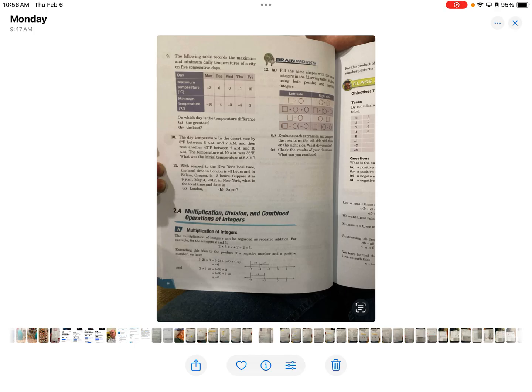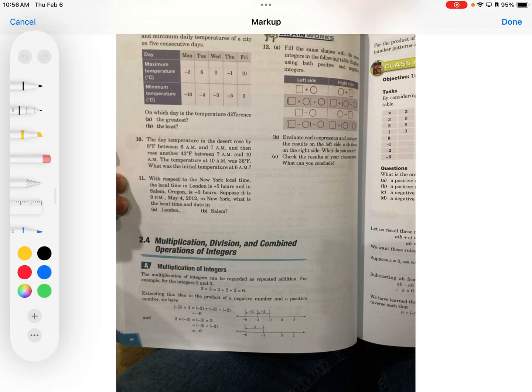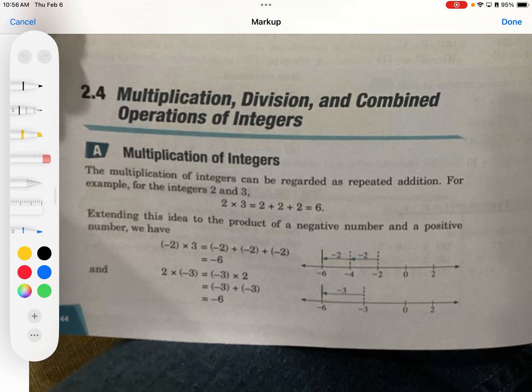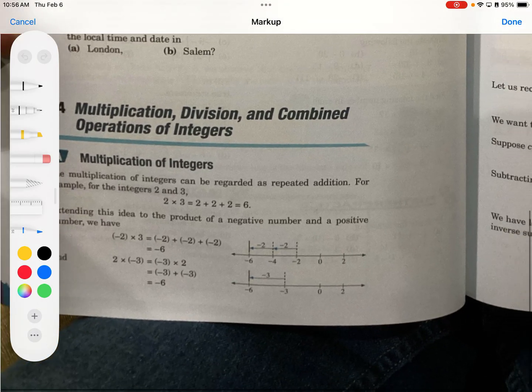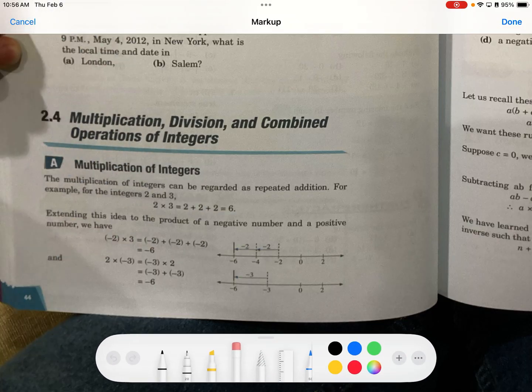All right, so we are headed on to today's lesson, multiplication and division and combined operations of integers, my dear and my sir. All right. The multiplication.